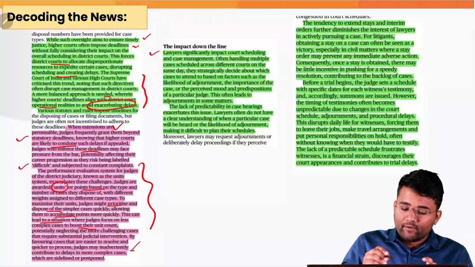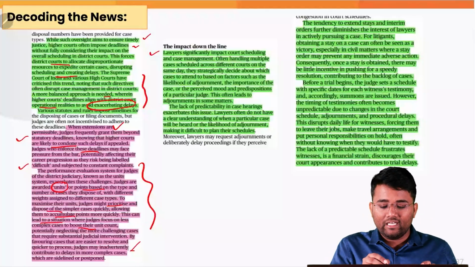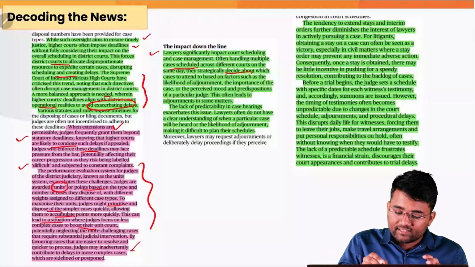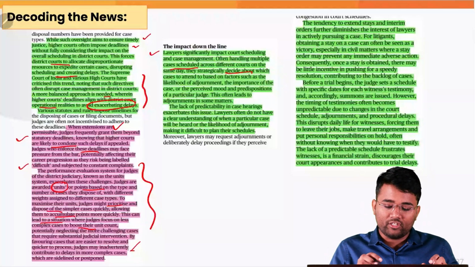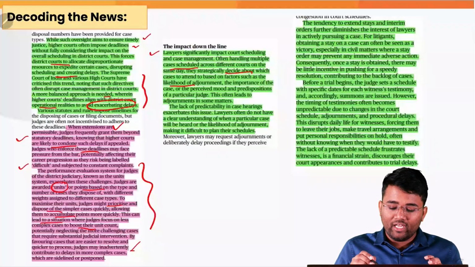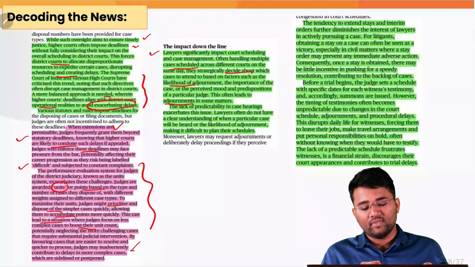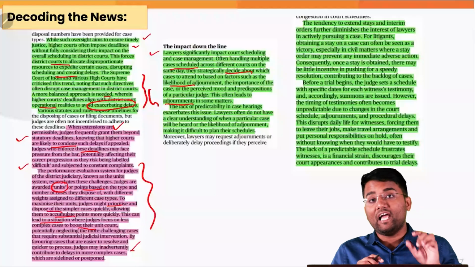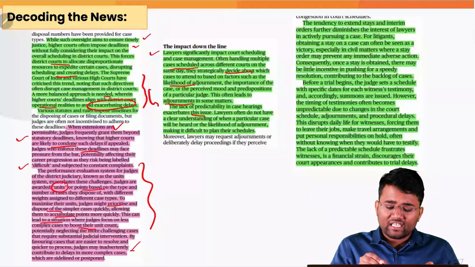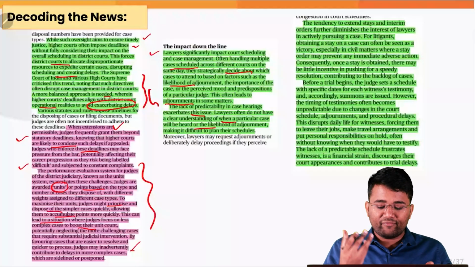If we talk about other impacts, lawyers significantly impact court scheduling and case management, often handling multiple case schedules across different courts on the same day. They strategically decide which case to attend based on factors such as likelihood of adjournment, the importance of the case, or the perceived mood and predisposition of a particular judge. This often leads to adjournment in some matters. And why is this happening? Because of lack of predictability. Case hearing uncertainty exacerbates this issue; lawyers often do not have a clear understanding of when a particular case will be heard, or the likelihood of adjournment, making it difficult to plan their schedules.